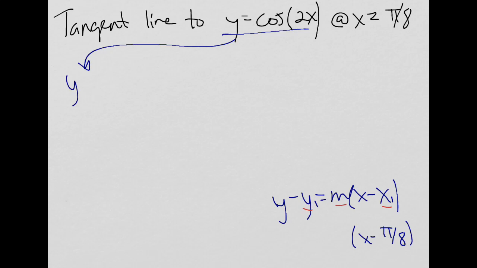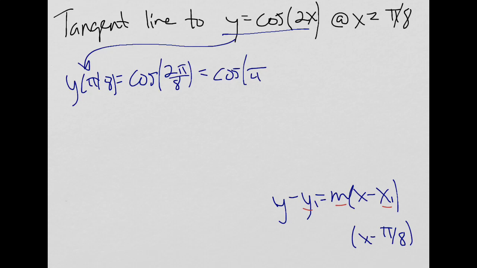So y of pi over 8 is equal to cosine of, well, when I multiply pi over 8 by 2, I'll show it, 2 pi over 8. Notice that these cancel out a little bit. I can divide the 2 into the 8 and get cosine of, in the bottom I get a 4, in the top I get a pi. So I get cosine of pi over 4.